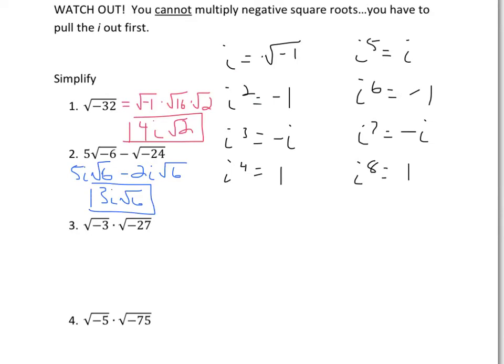All right, number 3. We're multiplying these. Remember, we pull out the i's first. We've got i root 3 times 3i root 3. You can simplify those, make sure I did it correctly. Now we actually multiply everything together. So this becomes really 3i squared times root 3 squared. Root 3 squared we know is 3, so 3 times 3 is 9. And i squared is -1, so this whole thing is going to be -9.